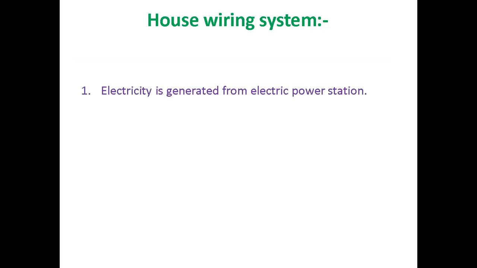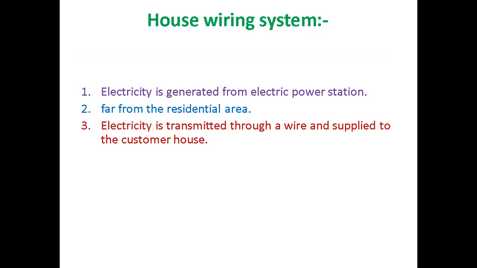Electricity is generated from an electric power station, and that electricity is transported to our houses, which are far from the power station, through two wires, electrical circuits. Electricity is transmitted through a wire and supplied to the customer house. Customer house means our houses.